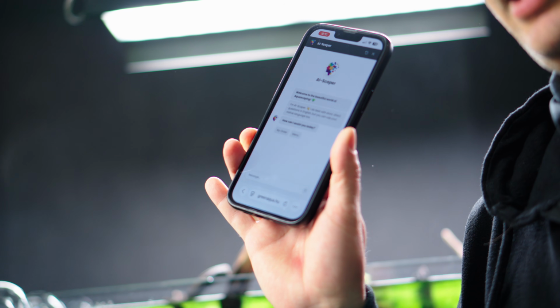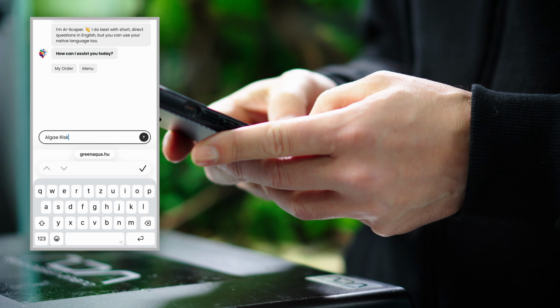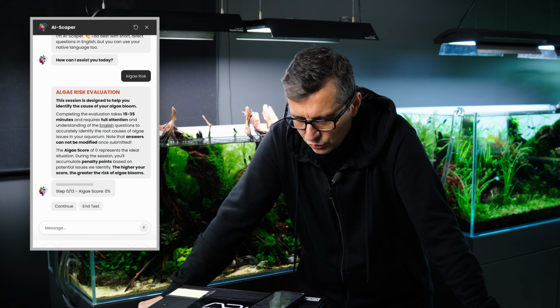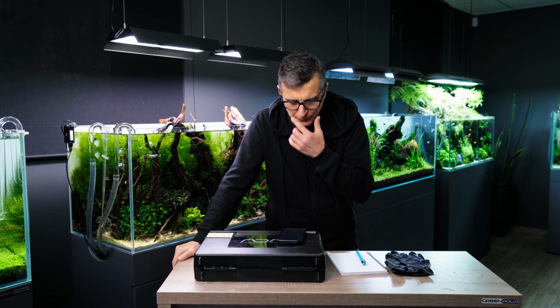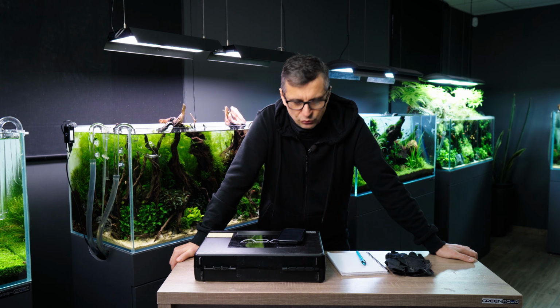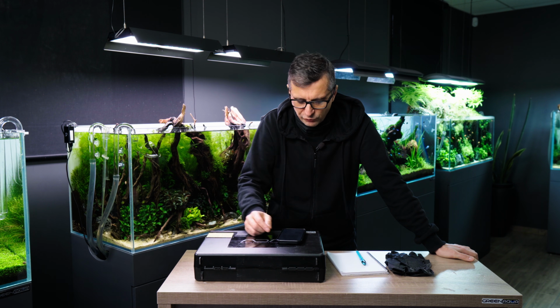And as you can see, I already opened ai-scaper. Type in algae risk. This session is designed to help you identify the root cause of algae. It says that completing this evaluation takes 15 to 35 minutes. We're shooting, we're testing, so it's gonna take a little bit longer for me. There's not one way to address an aquarium.